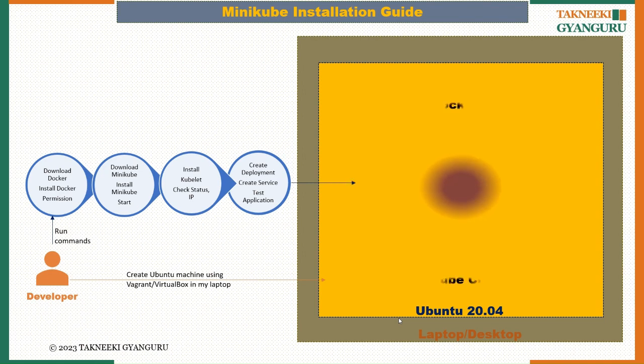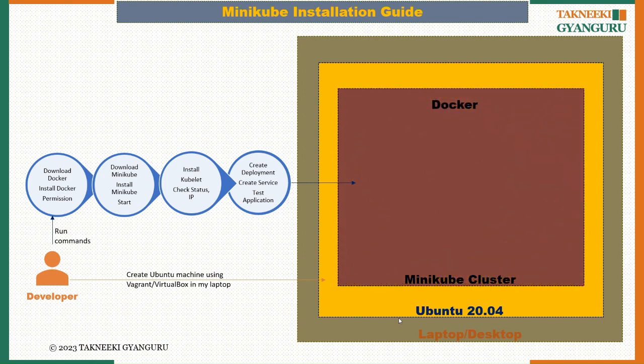Once we run this command, first of all it will create a Minikube cluster, and Docker will be installed inside it. Once we create a deployment, the pods will be created inside the cluster. Pod 1, pod 2, as many as you have configured in your deployment file. How many pods you want is called the replica. The replica count will be mentioned in your deployment. If you want three, then three pods will be created.